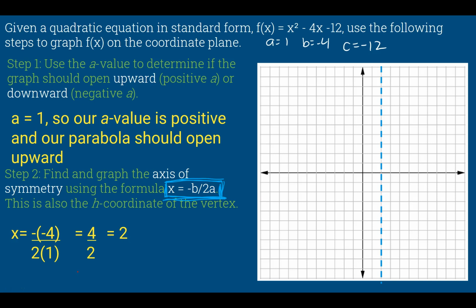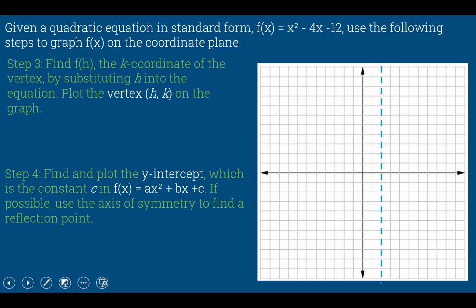So what do you think step 3 is going to be? Yes, finding the other half of my vertex. We're going to find our k value. How are we going to find k? We're going to plug in my h. So you have to find your h first before you can find k. To find k, we're going to plug in h.